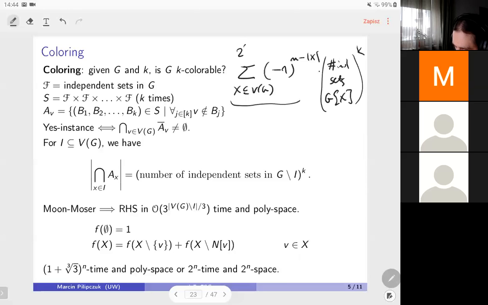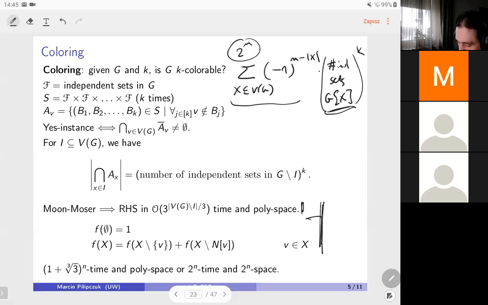This is like a 2 to the n sum. We're summing some numbers, like the number of independent sets inside G of x. And to get a polyspace algorithm, for every x, we are computing from scratch the number of independent sets using the enumeration algorithm. But what I want to say here is that you actually can do it by dynamic programming.